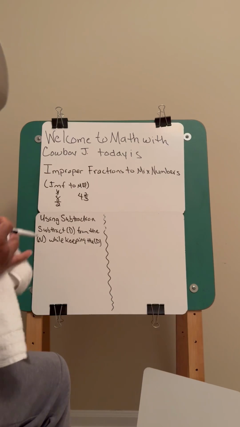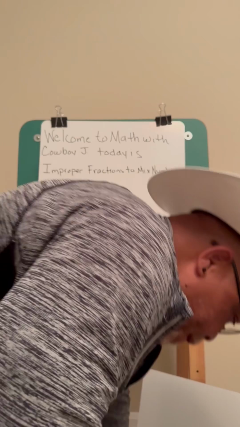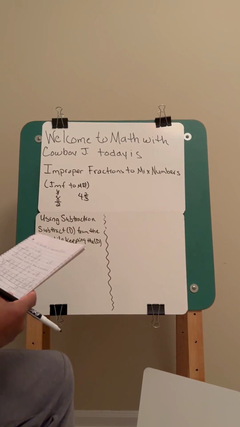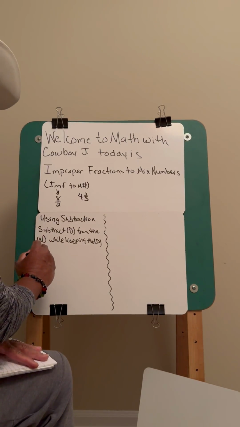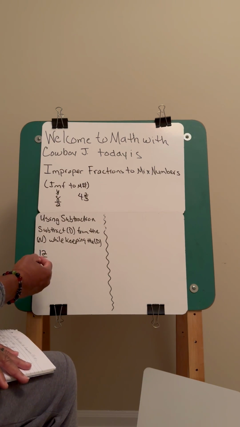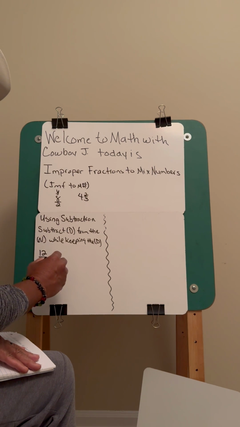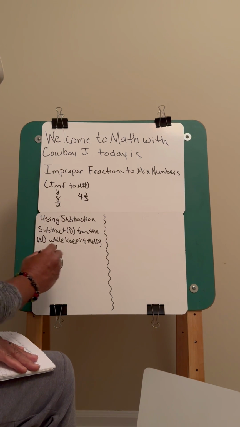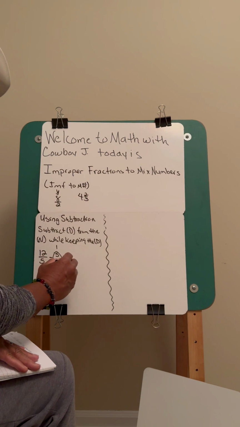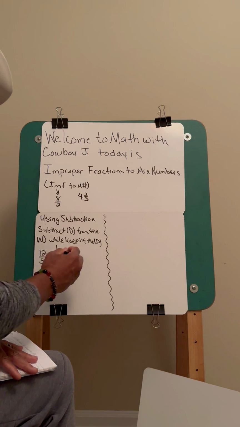So again, I'm going to use subtraction to create. So let's say that I had 12/5. As long as the numerator is larger than the denominator, I can subtract. And again, I'm going to subtract by the denominator, which is 5. 12 minus 5 is 7, keeping my denominator. If 7 is bigger than 5, then I can subtract again.